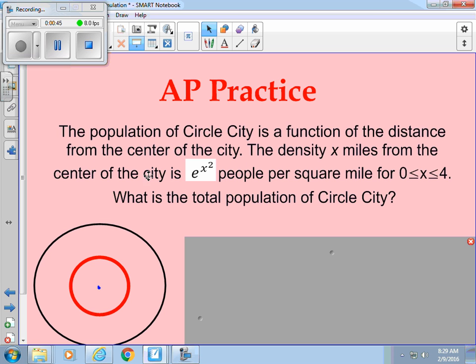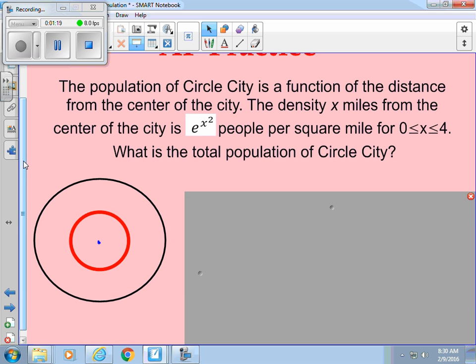Would you agree that's a derivative, right? People per mile. If I integrate that, I would get how many people are in a certain mile, right? Everyone agree with that? So, I want to find out the population of the entire city, not in just one of the miles. Any ideas on how we could do that?